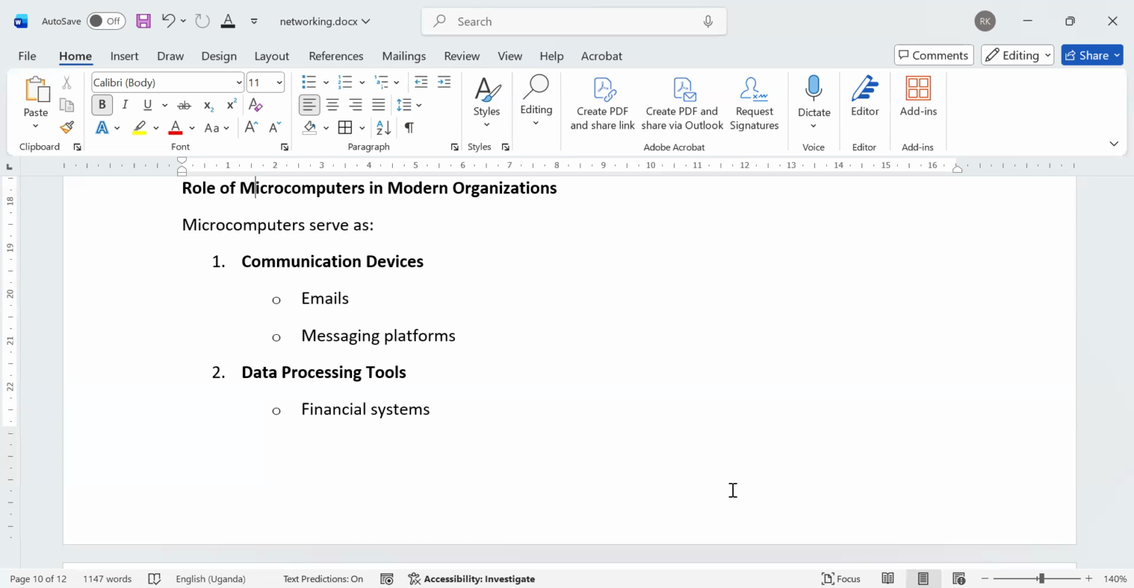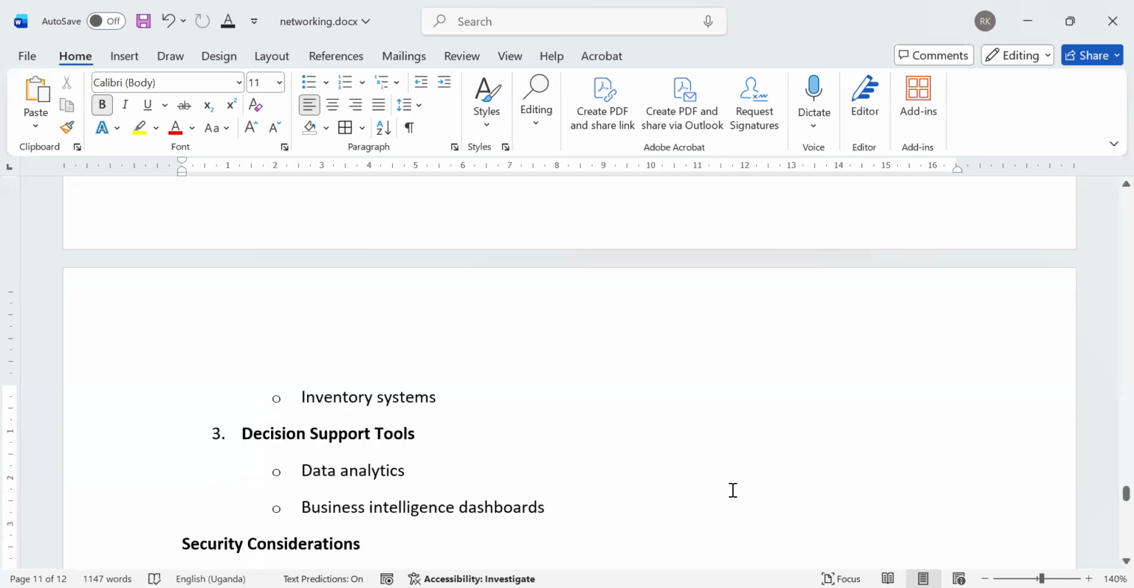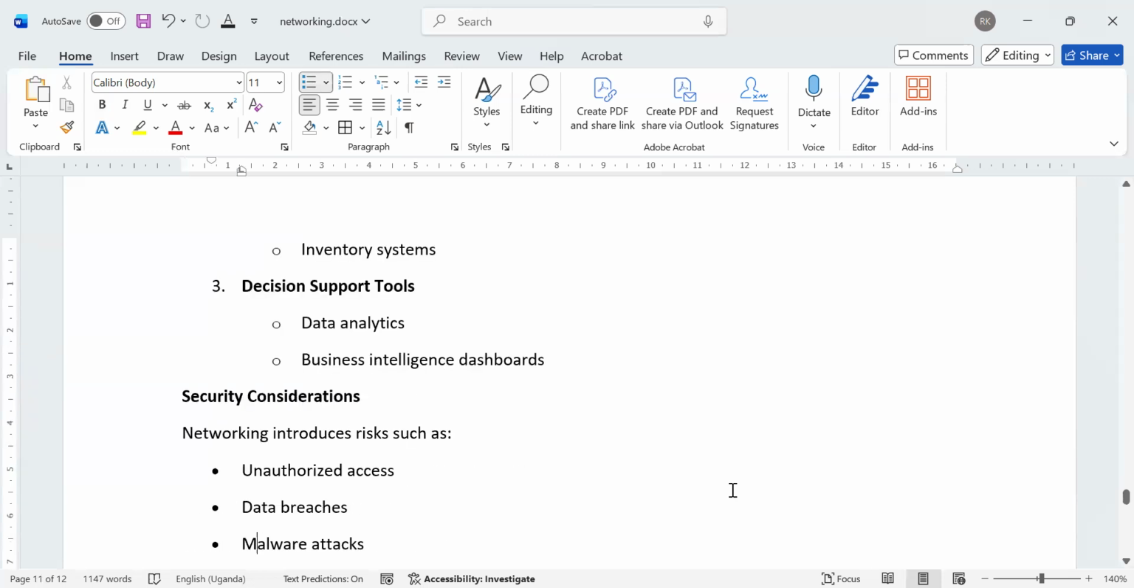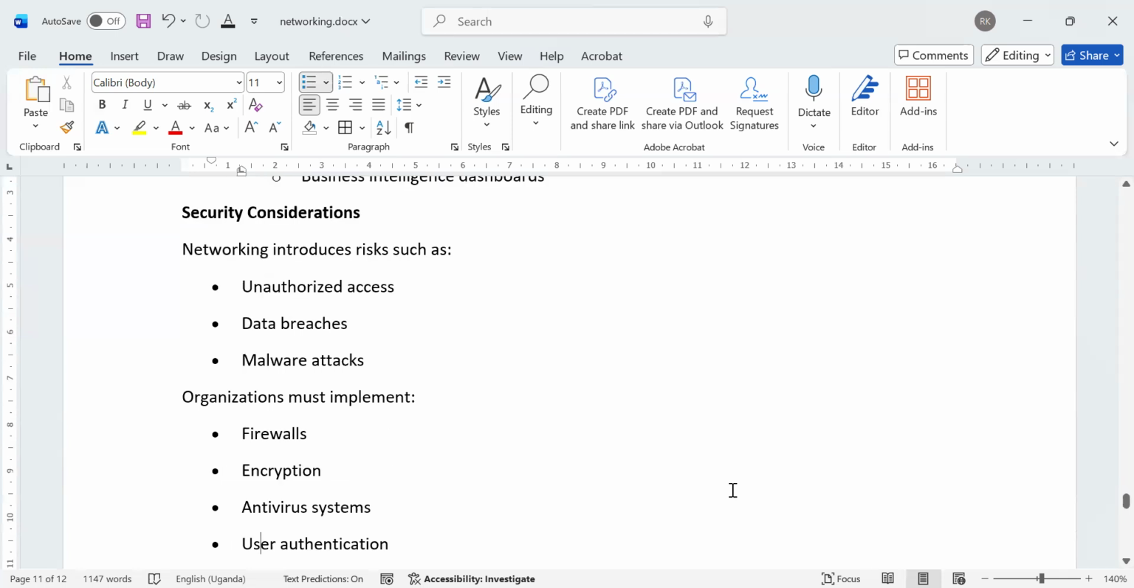So, the role of microcomputers in modern organizations, those ones you can read about: communication, data processing, those are easy things. Decision support, we have a full chapter ahead on decision support systems. We shall see them. Now, I just want to look at the security considerations. We shall have a chapter on security, but let's talk about it briefly in networking.